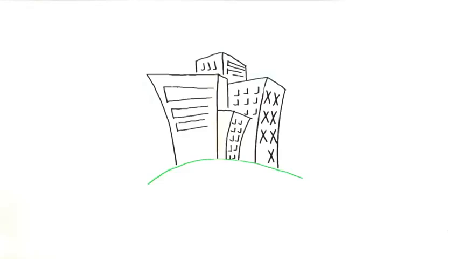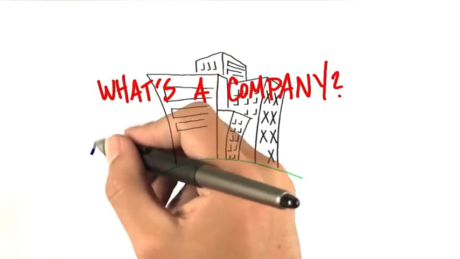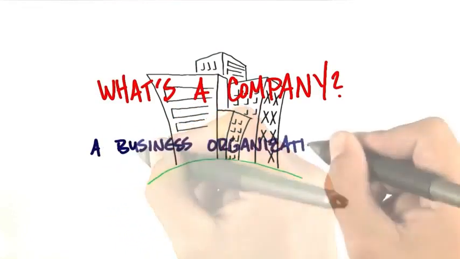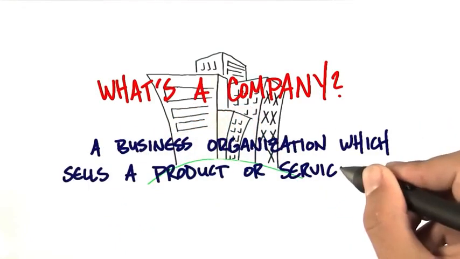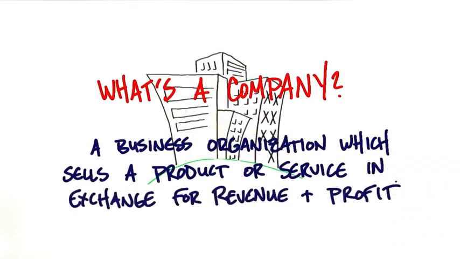So let's take a start at business models and customer development. But before we even begin, one of the first questions I tend to ask is, what is a company? What is it that I'm trying to actually start? Just for the sake of this class, I think we ought to use this definition. A company is a business organization which sells a product or service in exchange for revenue and profit.